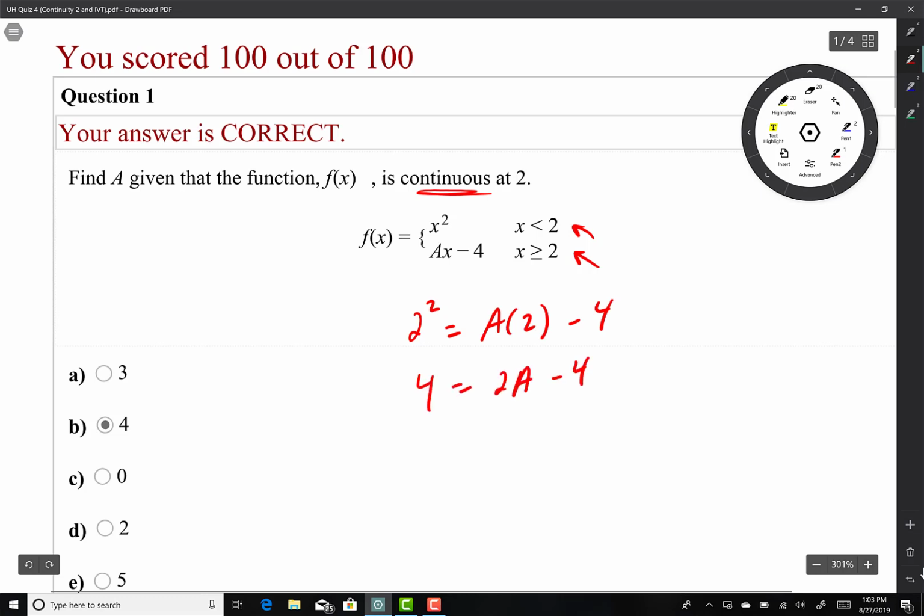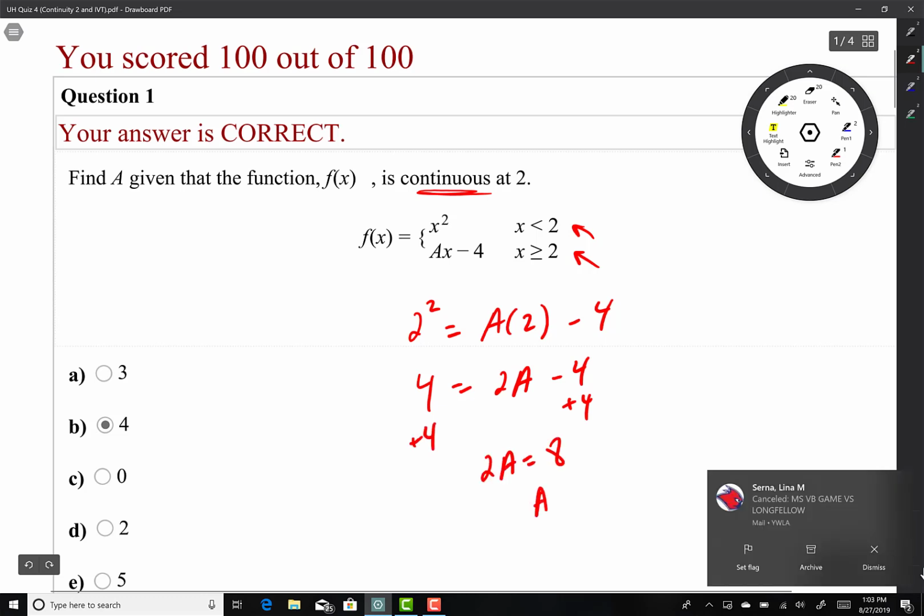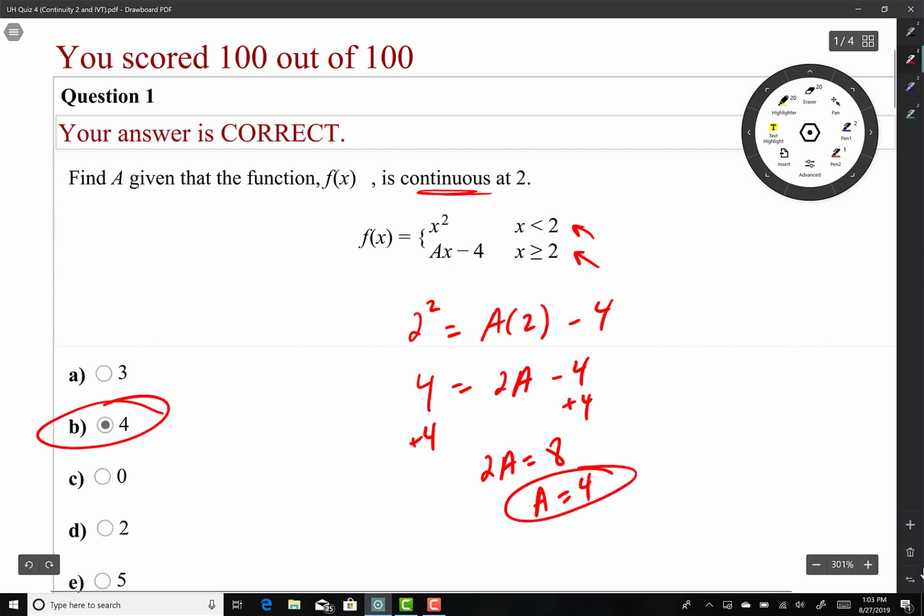I guess you don't have to necessarily write that again. Plus 4 plus 4, 2a equals 8. So you have a equals 4. And then there it is. And let's go to the next one.